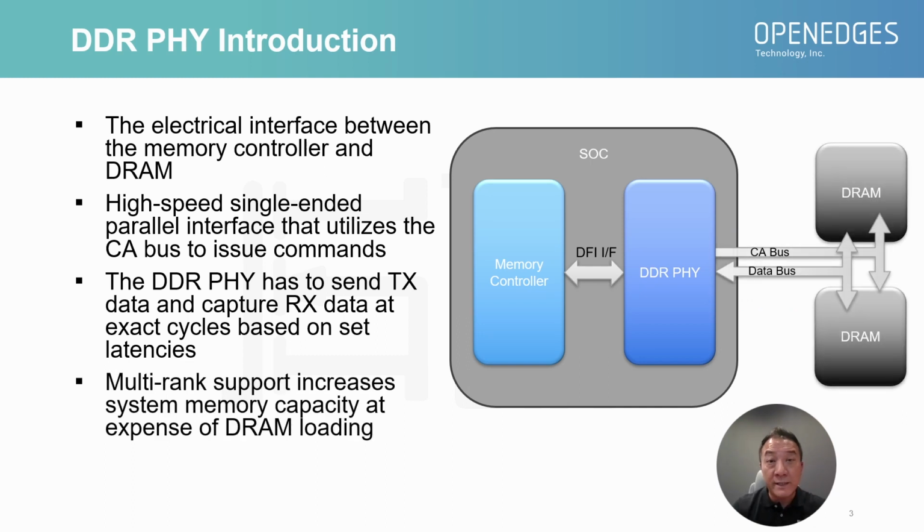And with multi-rank systems, where there are effectively more than one DRAM device connected to the same DDR5, the overall memory capacity increases, but it is at the expense of loading on the PHY. So each DRAM connected to a dedicated chip select signal is referred to as a rank.